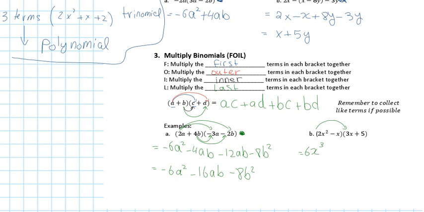And I'm going to multiply the outer, so that's going to be 10x squared. Multiply the inner, so that's going to be negative 3x squared. And last is negative 5x. Any like terms? The two middle terms. So 10x squared minus 3x squared is 7x squared, minus 5x.